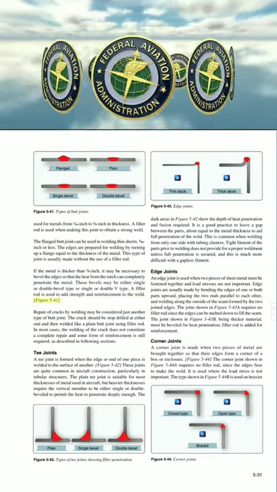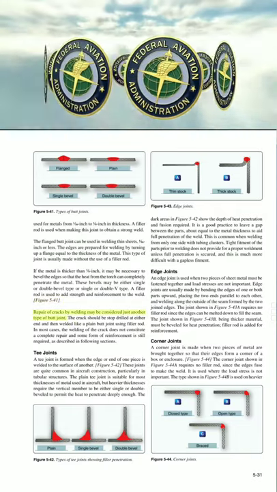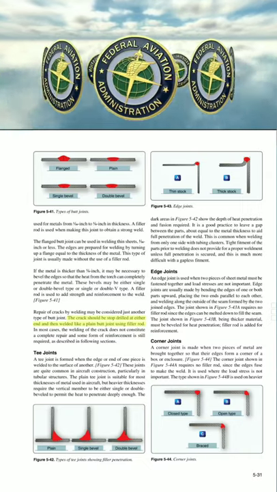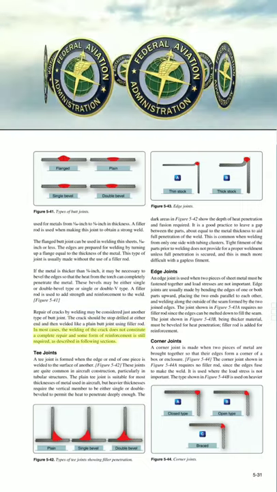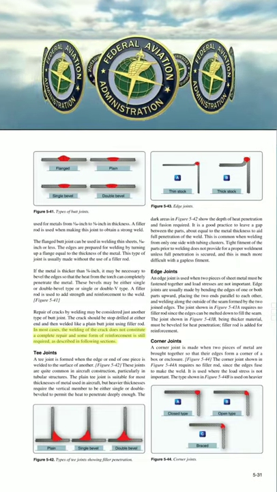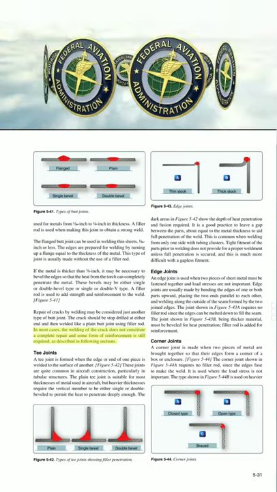Figure 5-41. Repair of cracks by welding may be considered just another type of butt joint. The crack should be stop drilled at either end, and then welded like a plain butt joint using filler rod. In most cases, the welding of the crack does not constitute a complete repair, and some form of reinforcement is still required, as described in following sections.